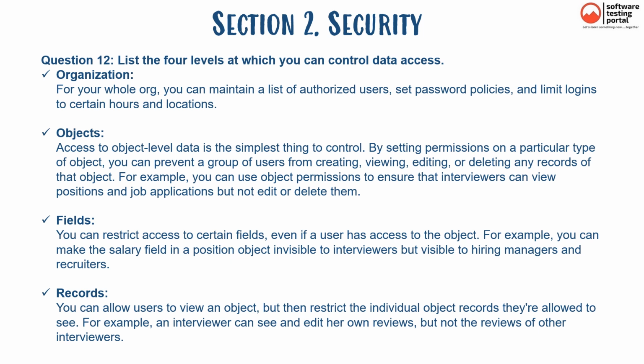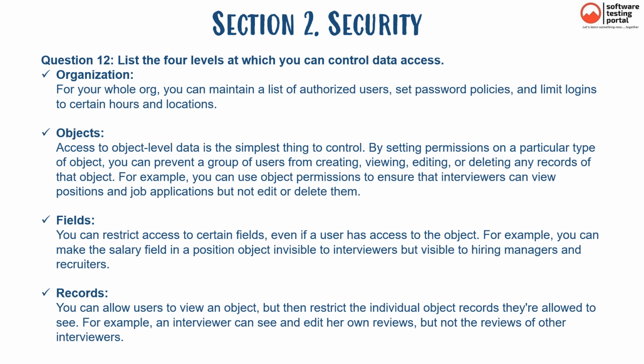Second level is on objects. Access to object level data is the simplest thing to control. By setting permissions on a particular type of object, you can prevent a group of users from creating, viewing, editing, or deleting any records of that object. For example, you can use object permissions to ensure that interviewers can view positions and job applications but not edit or delete them.